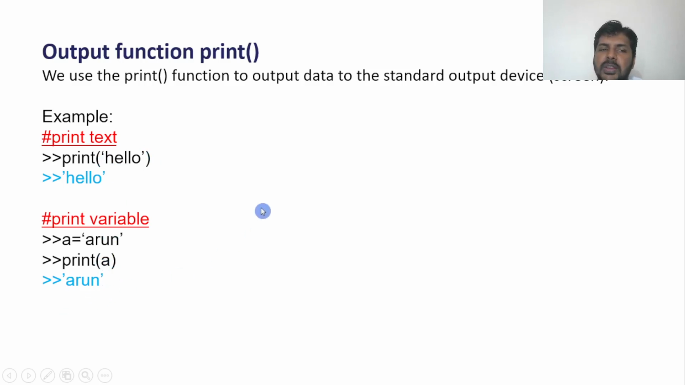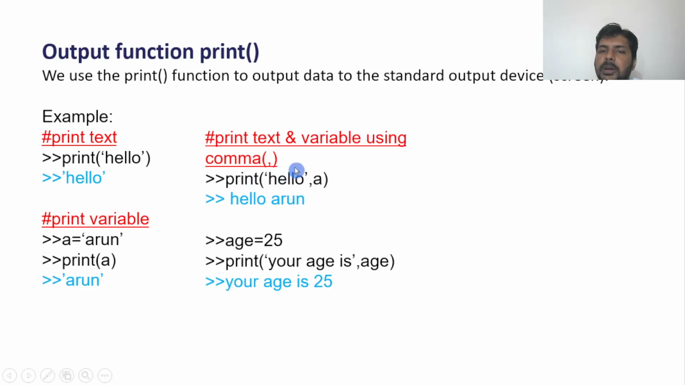Nice. Same way, suppose you want to print both text and a variable together, that means you want to give a statement and with the statement you want to print the variable value, then you can use a comma. So to print text and variable, use a comma. You can see here I have said hello comma a. What is a? It is Arun. So what will it print? Hello Arun. Nice, right?